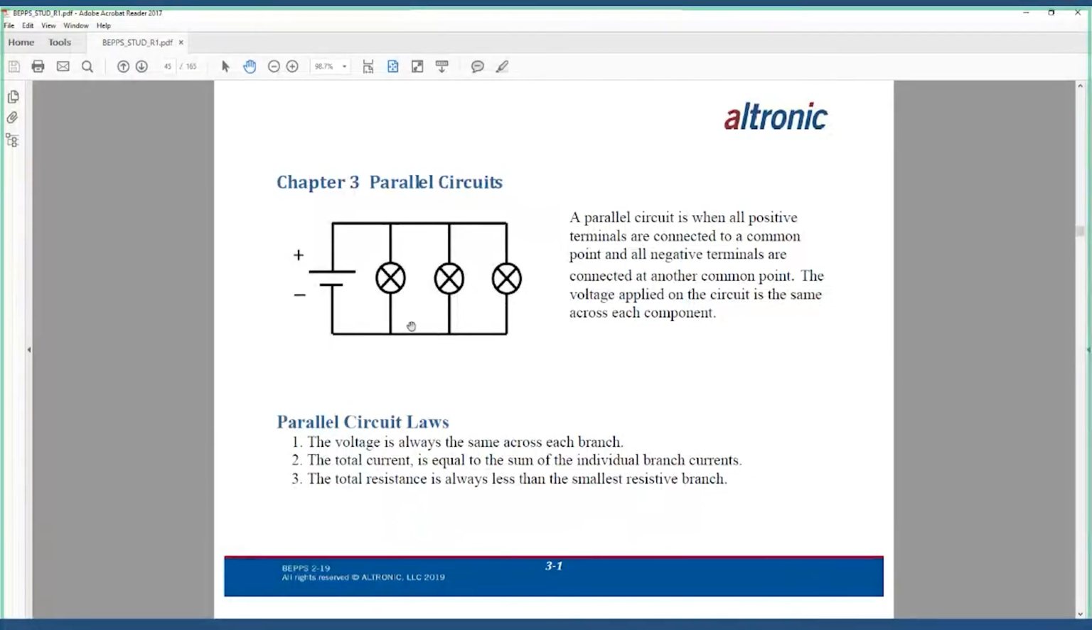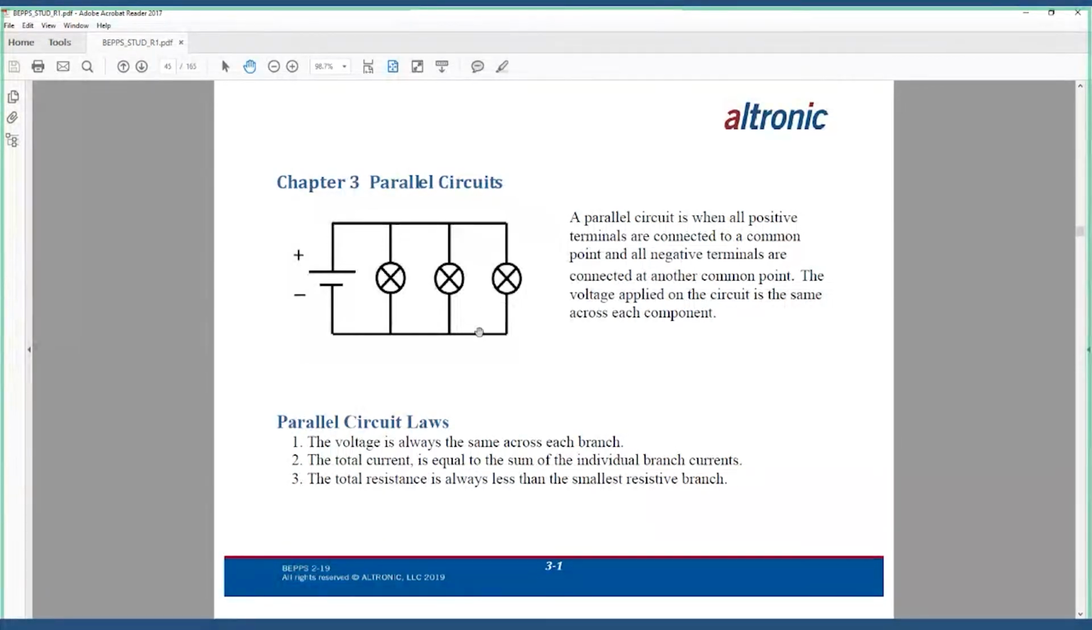I'm not going to get a voltage drop across this first resistor and it's not going to affect this resistor or this resistor. The total current is equal to the sum of the individual branch currents. The total current for the whole circuit is equal to the sum of the individual branch currents. So we're talking amperage here. I tell you what, we'll work at least one of these and we'll see if that's true.